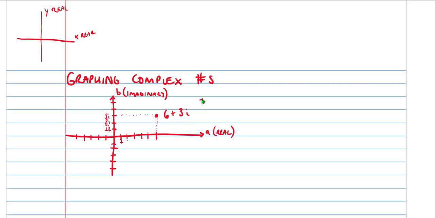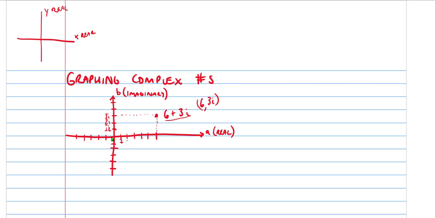Some students will say, why can't I write it as 6, 3i? And the answer is, you can if you want. That's just not the convention. We write complex numbers in standard form, a plus bi. If it helps you to think of this point as 6, 3i, then by all means go ahead and think of the point like that. But the conventional way to write that point would be 6 plus 3i.